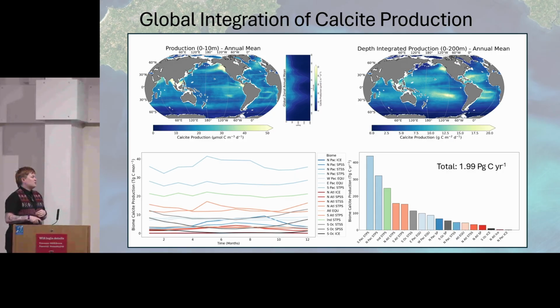And these gyre regions, these warmer water regions, end up producing almost half, if not more, of the actual annual production. And this is an area that is particularly understudied when we talk about these cruises for this process.